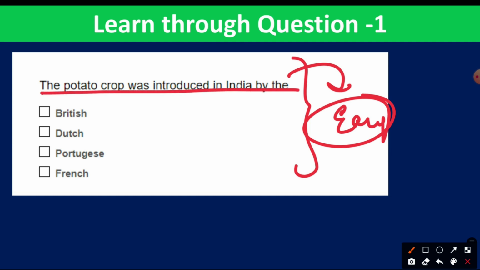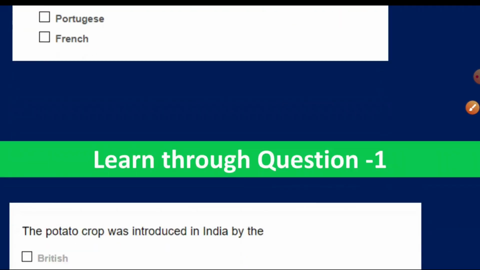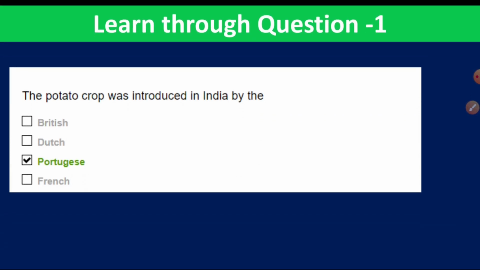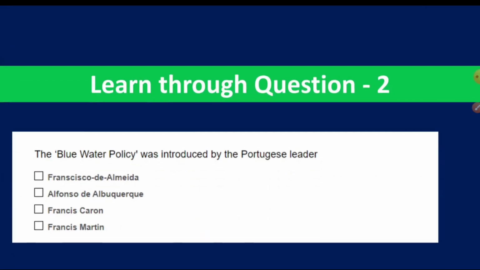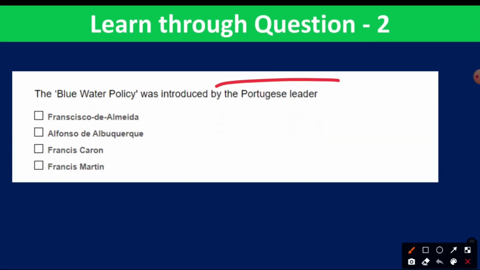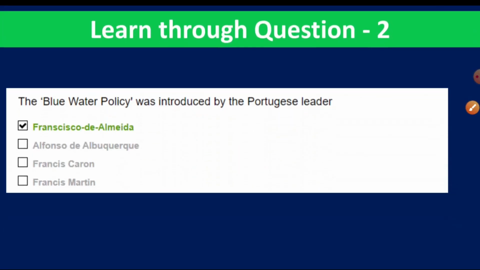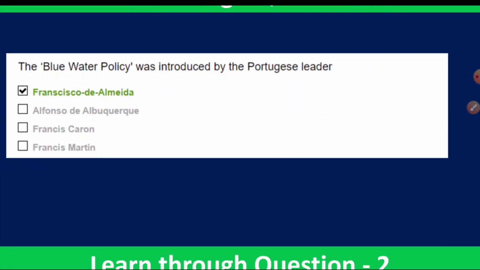The potato crop was introduced into India by British, Dutch, Portuguese, or French. Very easy. Portuguese, right? So this is Portuguese. You can stop the video and try to answer the question as well, just like we do in the current affairs. And plus, I'll be doing a lot of cross-referencing from the current affairs as well. Next is the Blue Water Policy, introduced by which Portuguese leader? Now you see, which one? The Almeida. He was the one who introduced this Blue Water Policy.